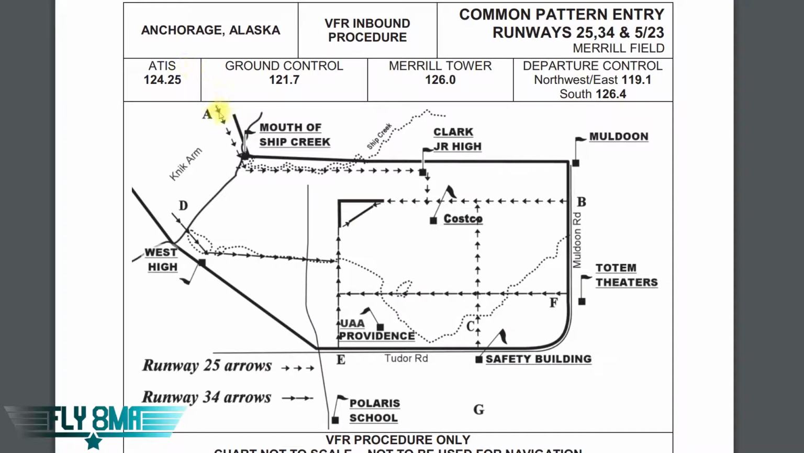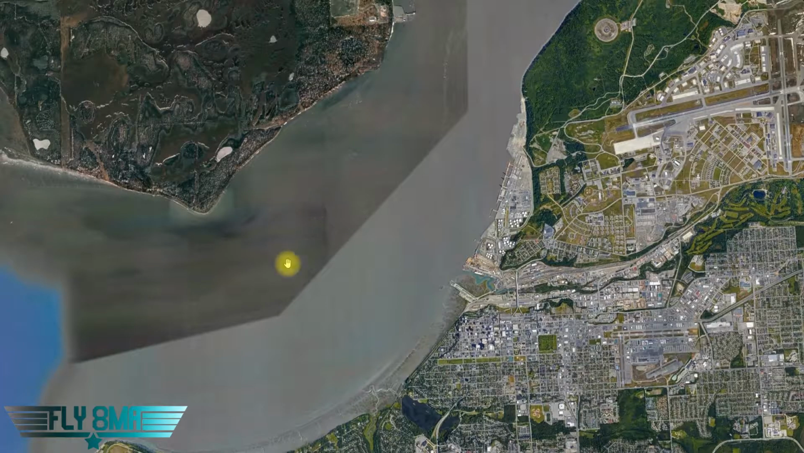It's a little bit easier to cross the Knik Arm at 2,000 feet and then descend down to 900 for traffic pattern altitude, rather than it is to come in at 600 feet and then have to climb up to 900 feet for the traffic pattern. Plus, crossing the Knik Arm at 600 feet, if you have an engine failure, it's going to get mighty cold, mighty fast. That's a lot bigger body of water than it looks like.